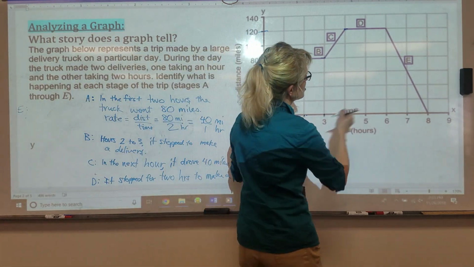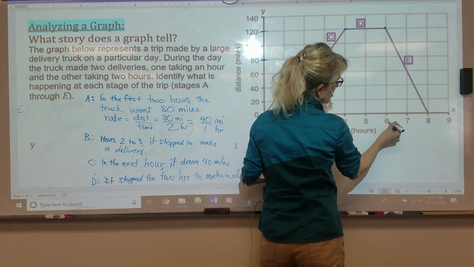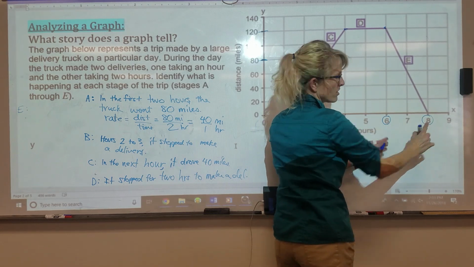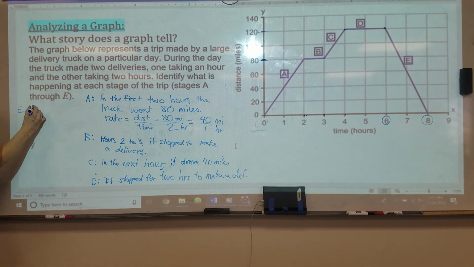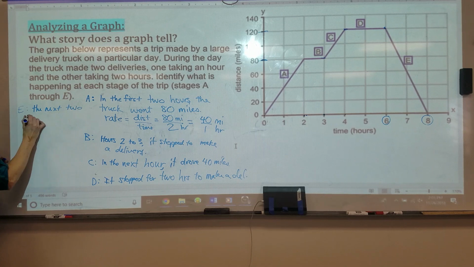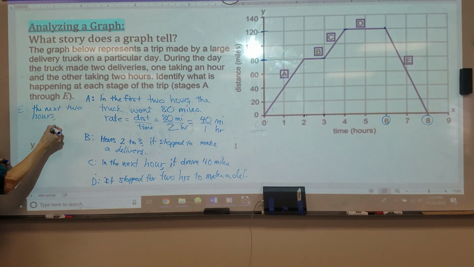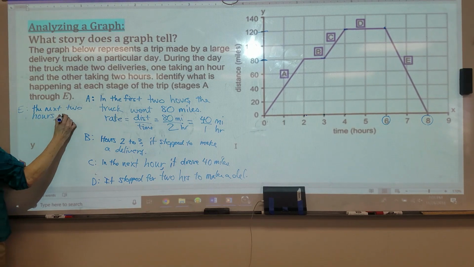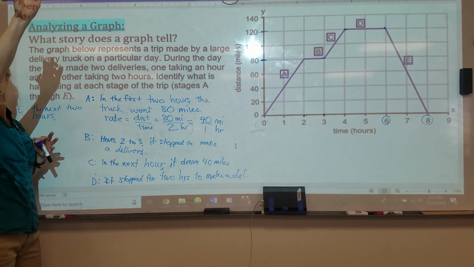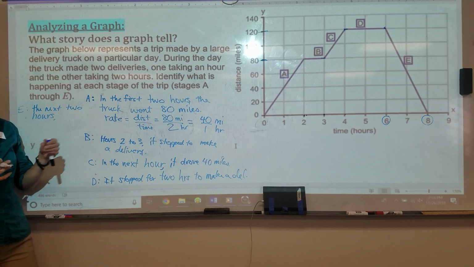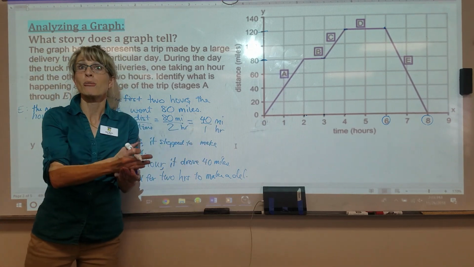How about segment E? Look at E. E starts from here, so 6 to 8. How many hours did E take? Colin? It took 2 hours. So in the next 2 hours, what happened, Colin? E went back to the beginning. That's descriptive. It didn't keep going away from the beginning. It went back to the beginning. So it had to return to the 0 mile marker.